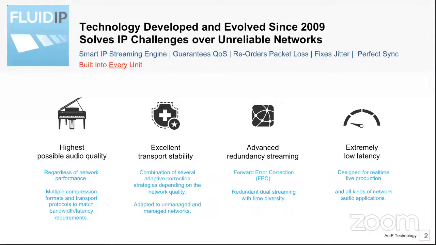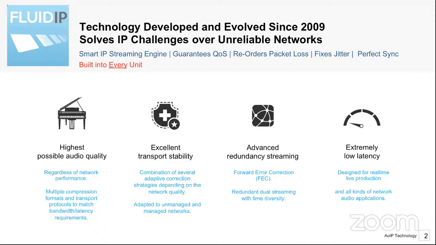So Digigram, a company out of France, invented a technology back in 2009 called Fluid IP. It's an engine, it's the backbone of their technology that's built into every unit that they manufacture. And it basically is a smart IP streaming engine that guarantees quality of service when you're using it. And it deals with all of those challenges to be solved.